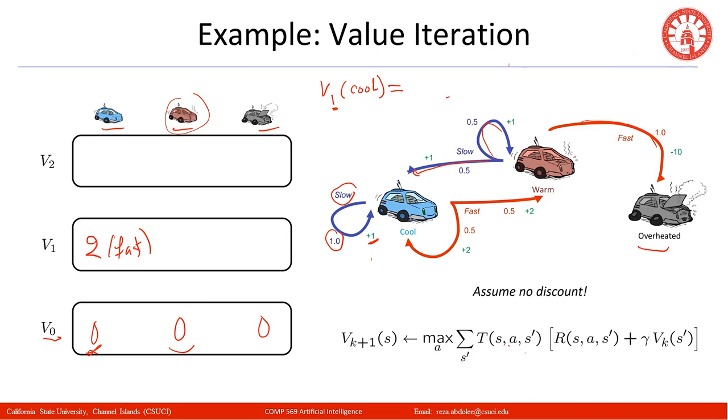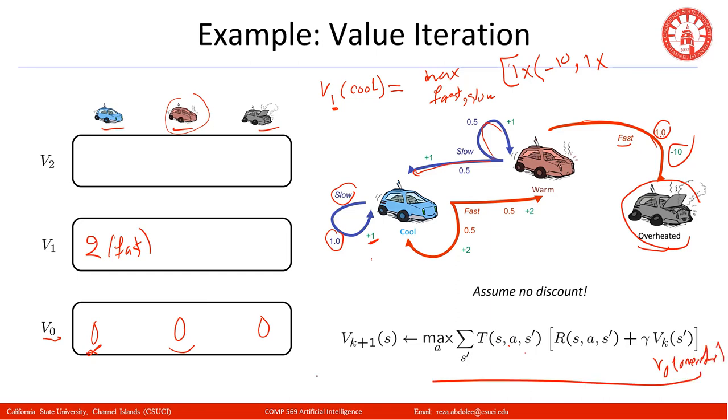So let's do that. We're going to be maximizing again over the fast or slow variable. And then these are the functions that we have. Then the probability describing the overheated state is 1 if we take action fast. If we take action fast with probability 1, we end up with the overheated value. It's going to be 1 multiplied by R, my reward, which is minus 10, and then gamma is 1 multiplied by V0 of overheated, which is 0. Therefore, this value is going to be minus 10 if we go fast.